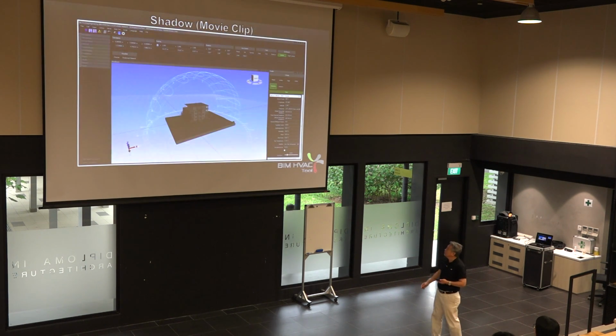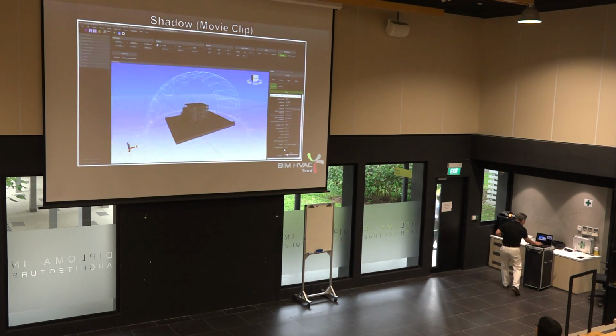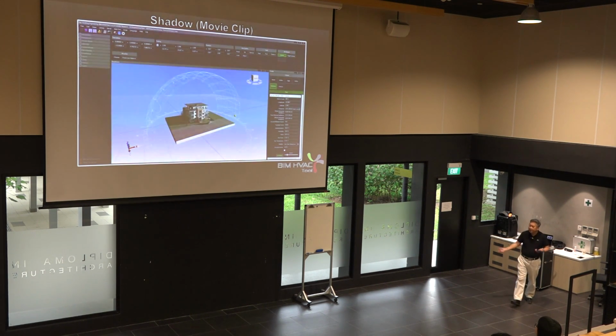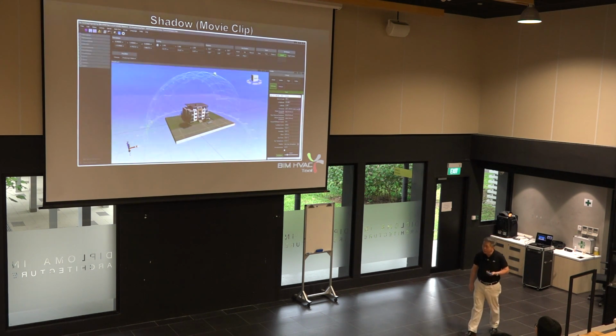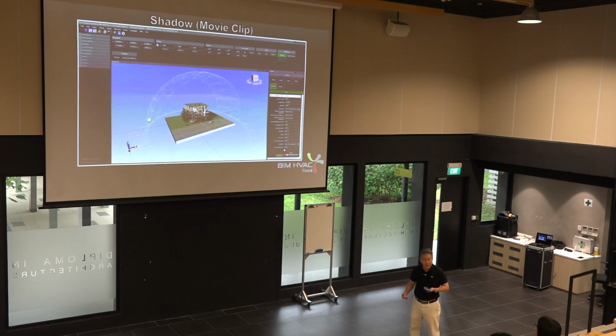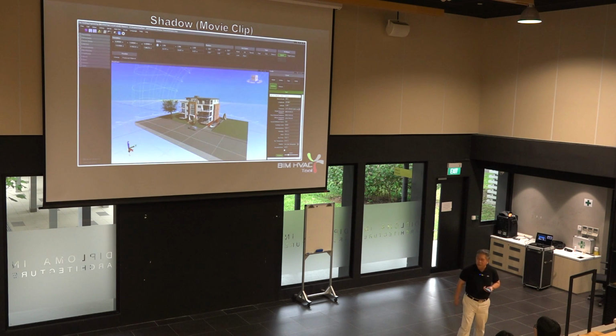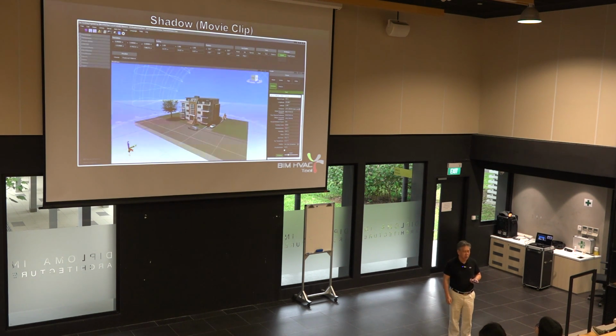But let me just show you something. With simulation technology, you can do something like that. You simulate the sun path. From the sun path, you get a shadow. So for any hour of the day, of the month, of the year, you can have a good understanding of the shadow. Understand? This is what architects are also looking for.